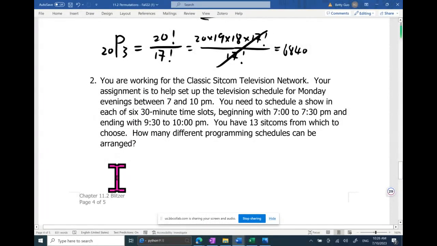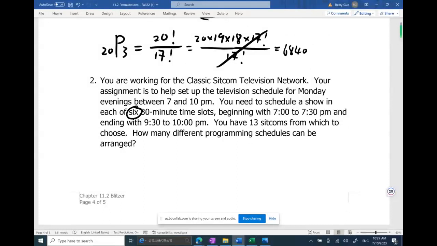Number 2, you're working for the classic sitcom television network. Your assignment is to help set up the television schedule for Monday evenings between 7 and 10 p.m. You need to schedule a show in each of 6 30-minute time slots, beginning with 7 to 7:30 p.m. and ending with 9:30 to 10 p.m. You have 13 sitcoms from which to choose. How many different programming schedules can be arranged?